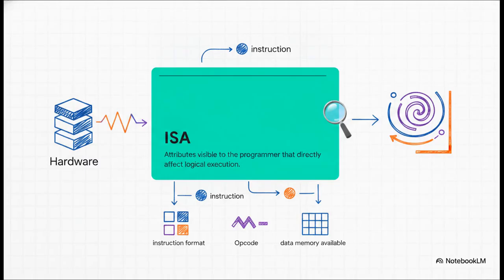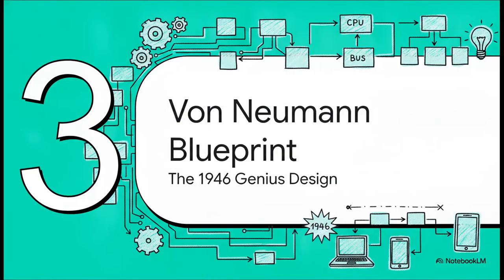To really wrap our heads around this, let's look at the instruction set architecture, or the ISA. The ISA is basically the ultimate example of architecture over organization. It represents all the attributes of a computer system that are entirely visible to the programmer, the things that directly affect the logical execution of a program. It's this critical bridge that connects your software instructions to the hardware's capabilities. It explicitly defines the instruction formats, the opcodes, and the available registers. Think of it as the core algorithm for controlling instruction execution, completely regardless of how those physical circuits are organized behind the scenes.